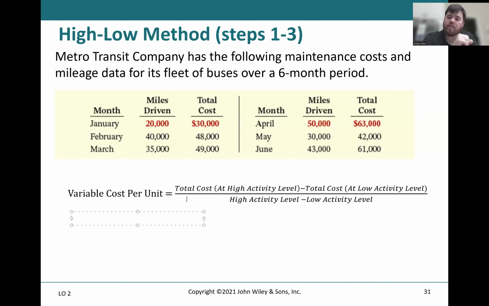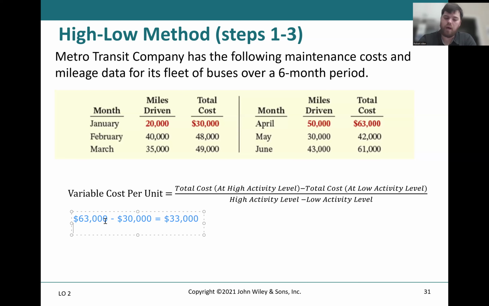So let's say, for example, if that total cost for June was $65,000, you would get a very different answer than if you picked correctly April because it has the highest usage. Okay, so in this case, we're going to start by calculating our numerator. So we're going to do the top part of that equation, which is the total cost at the high activity level. So that's going to be $63,000 minus the total cost at the low activity level, $30,000. This comes out to be $33,000.